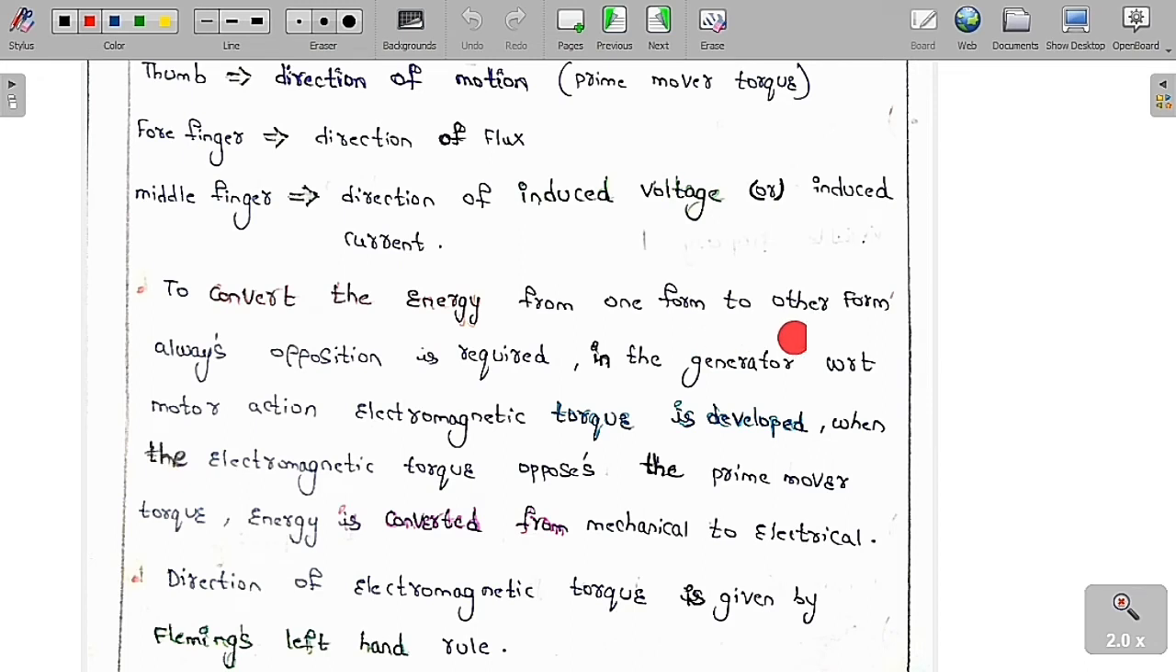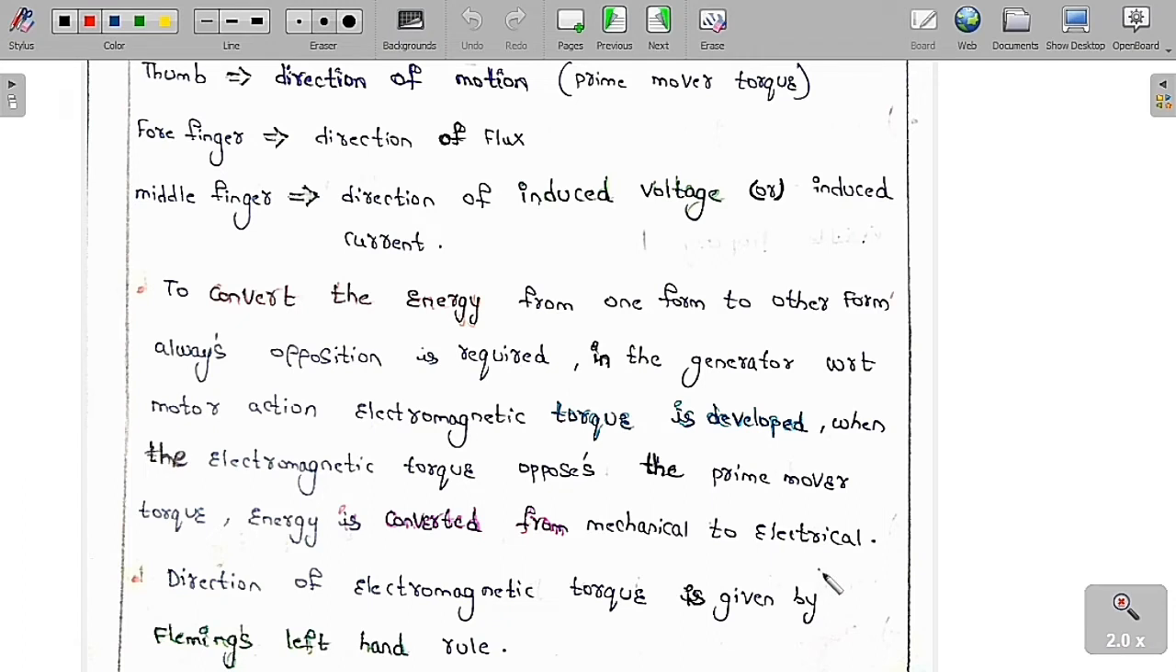To convert the energy from one form to another, opposition is always required. In the generator, with respect to motor action, electromagnetic torque is developed. When the electromagnetic torque opposes the prime mover torque, energy is converted from mechanical to electrical. The effect will always oppose the cause. In the case of a generator, the electrical torque will always oppose the mechanical torque.